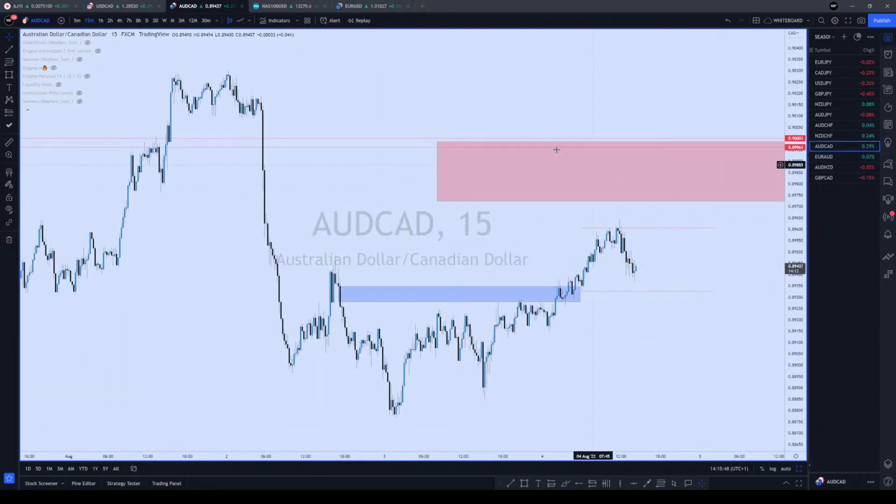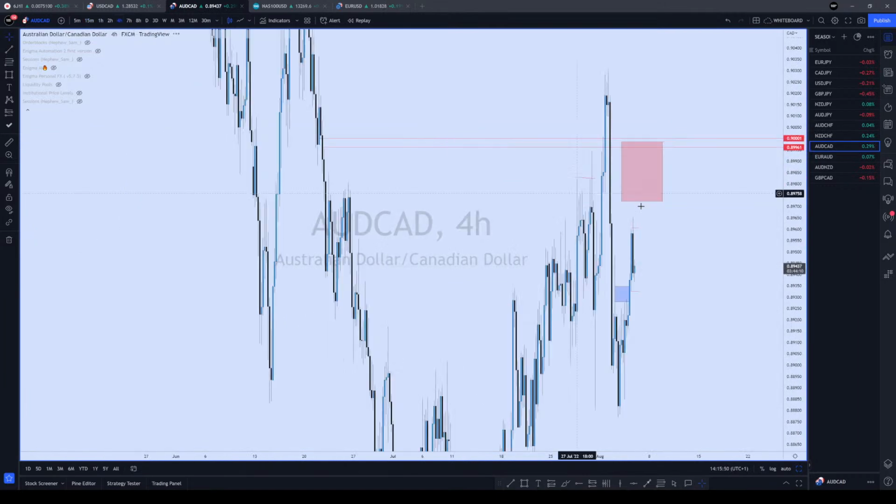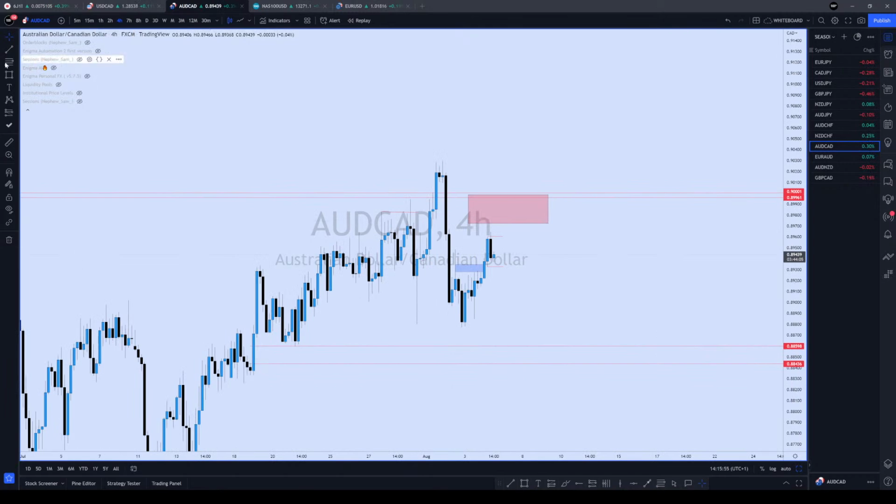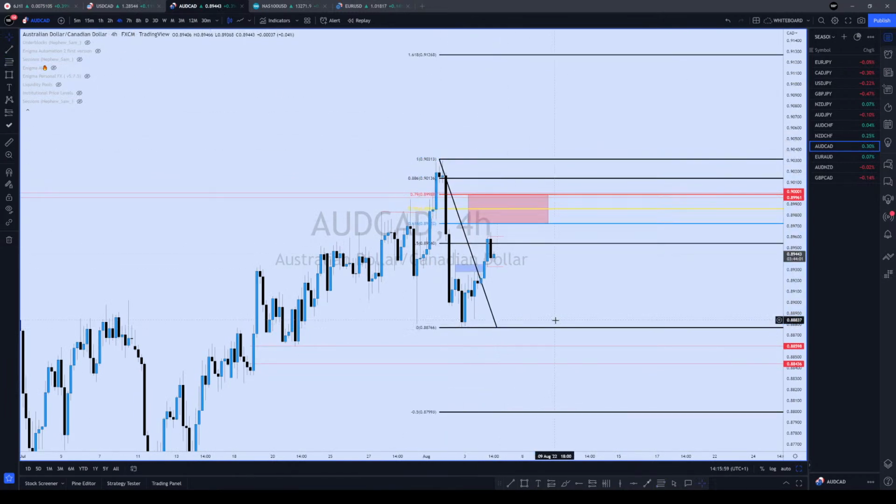Aussie CAD, I am looking at somewhere up here because it's currently trading at 50%. Right, it's currently trading at 50%, so I want OTE. I want a little bit push to the upside, and then I'll look for rejection to go back down again. Okay, so I'm still waiting.